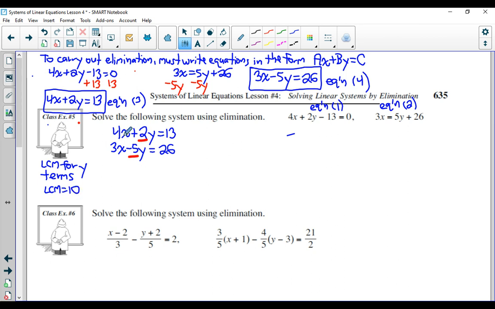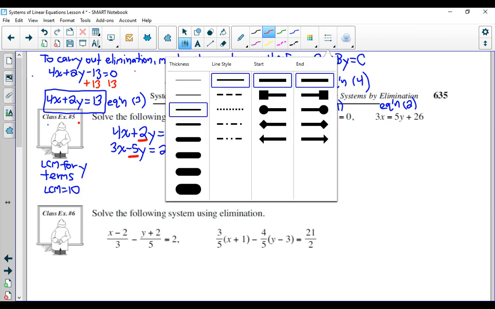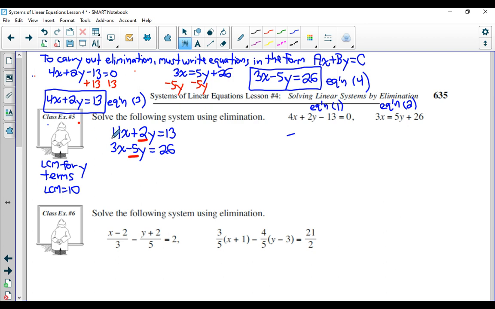So now we want to multiply both these equations by something that is going to make it so you have 10y and 10y. First equation, what do you need to multiply the entire equation by to get 10y there? What times 2y would be 10y? You're going to multiply by 5. And then in this equation, what do you need to multiply by to get 10? Well, what times negative 5 would be, don't worry about the negative, what times 5 would be 10? It's going to be 2.